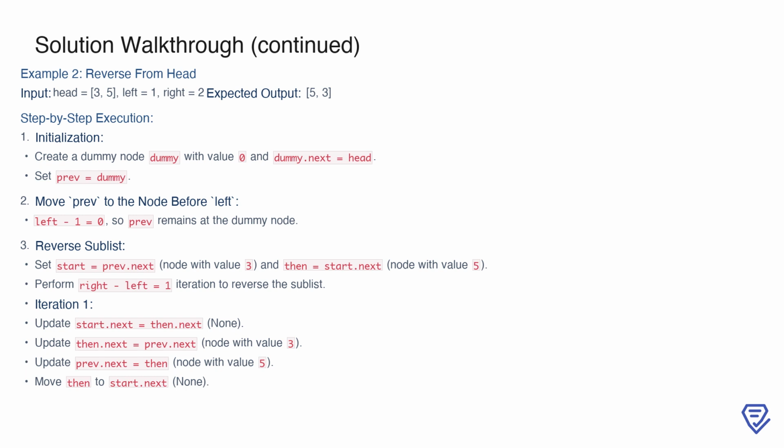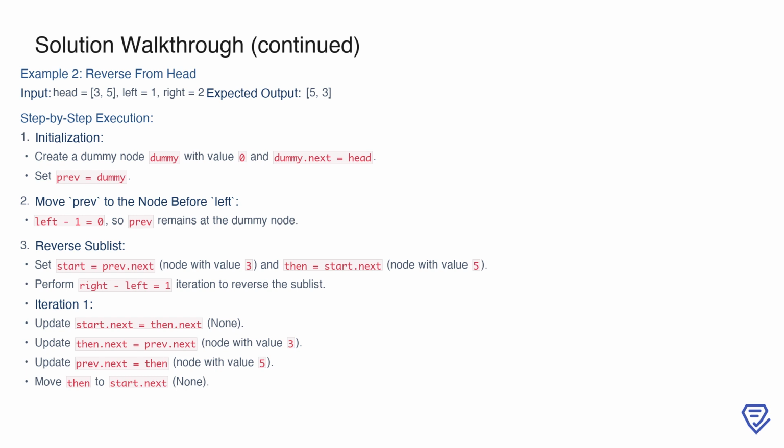Now, we identify the sublist to reverse. Start is set to previous.next, which is the node with the value 3, and then is set to start.next, the node with the value 5. Since right - left is 1, we have only one iteration to reverse the sublist.